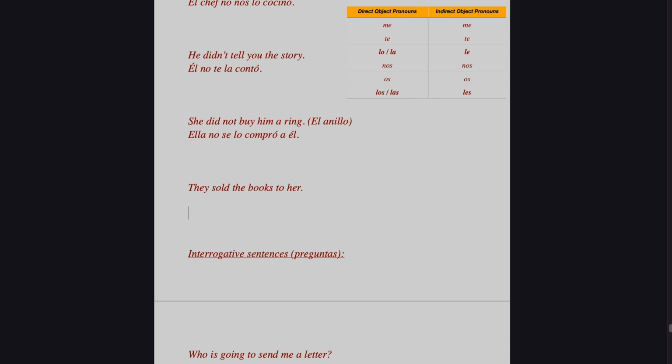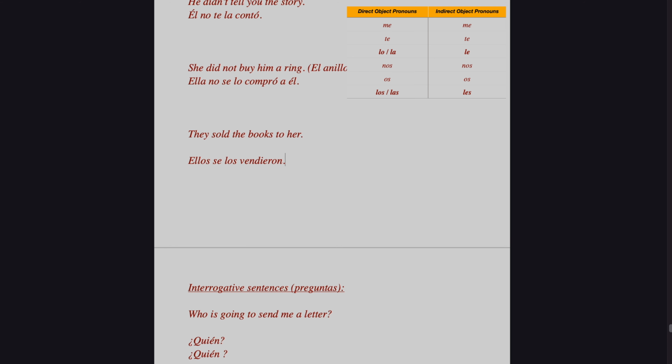They sold the books to her. Let us see. Ellos, to whom they have sold, to her, "se," the books, "los libros." "Ellos se los vendieron."